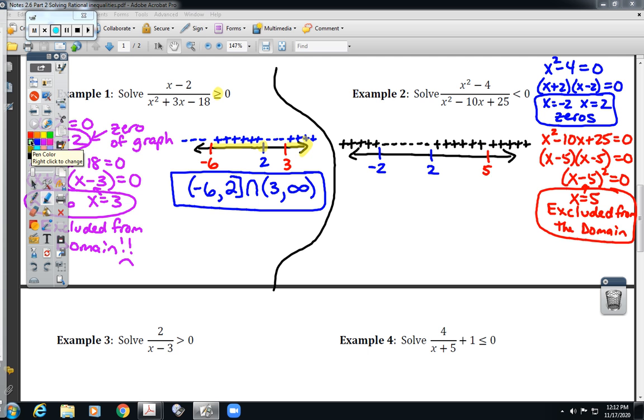We are looking for any sections of graph that are less than 0, which would be this section here between -2 and 2. However, it is only less than, not less than or equal to, which means rounded brackets all around. So our answer would be -2 to +2.